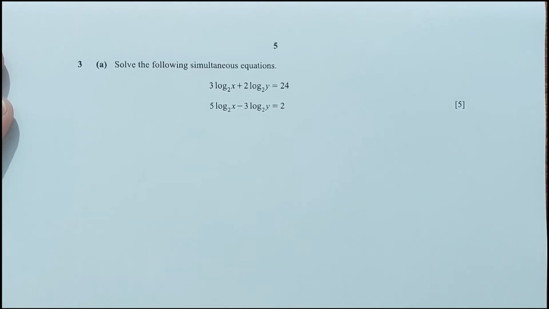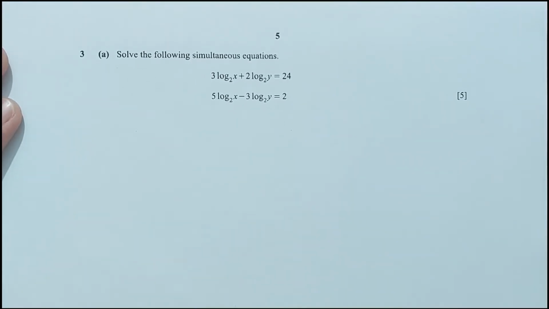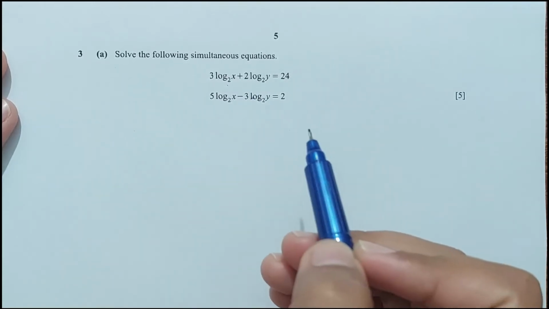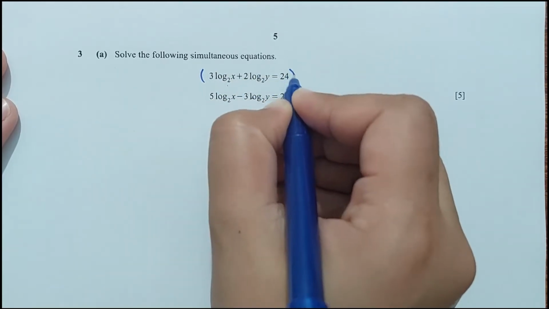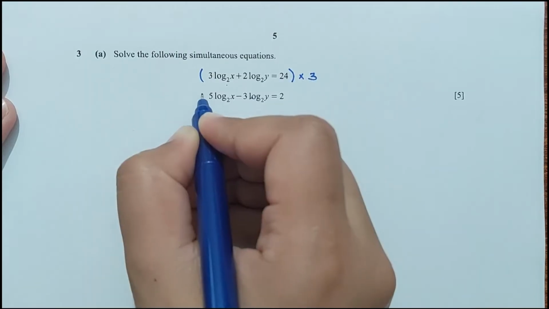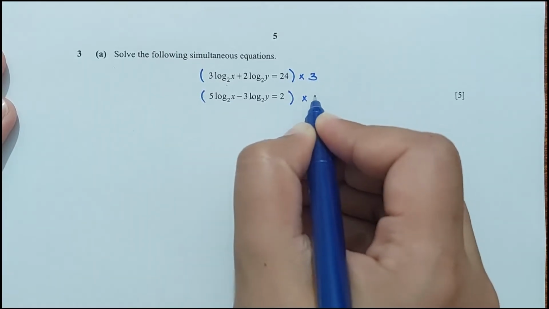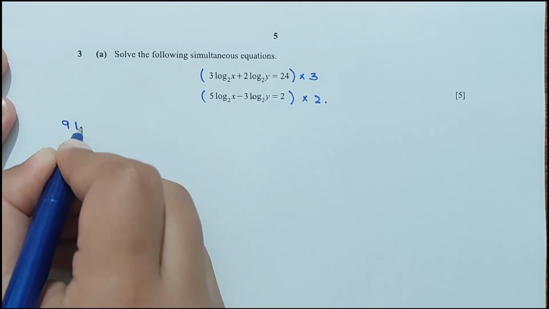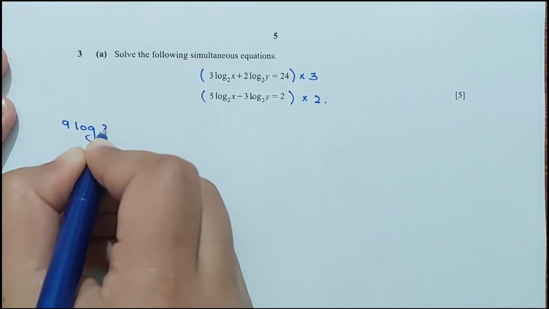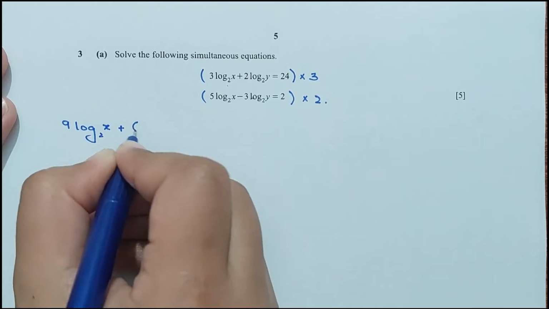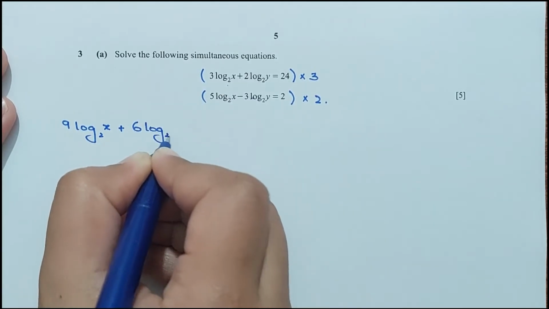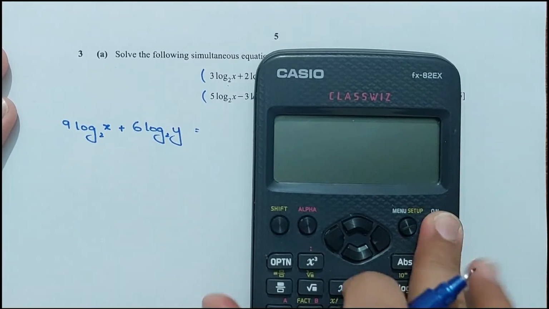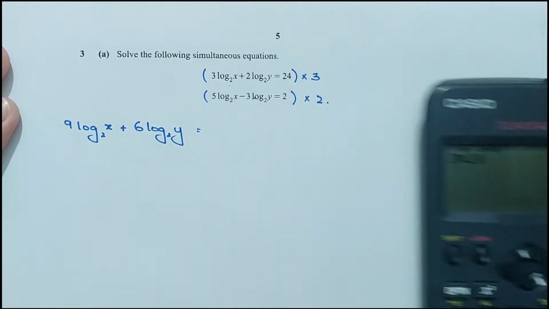Question number 3, part A, solve the following simultaneous equations with log base 2 of x and log base 2 of y. Let me multiply the first equation by 3 and the second equation by 2. So we have 3 times 3 is 9 log 2 x, 2 times 3 is 6 log 2 y, equals 3 times 24, which is 72.